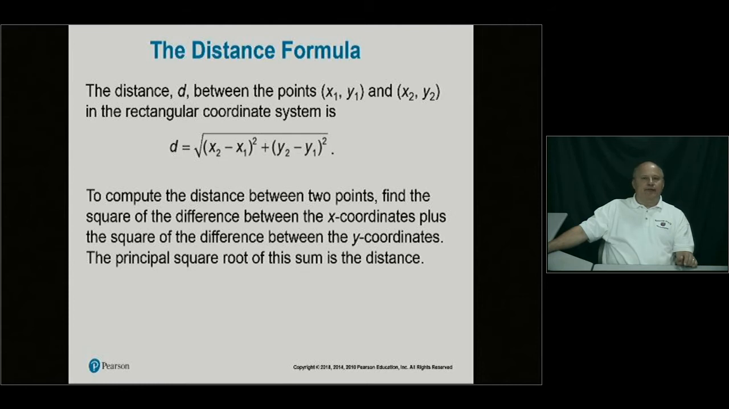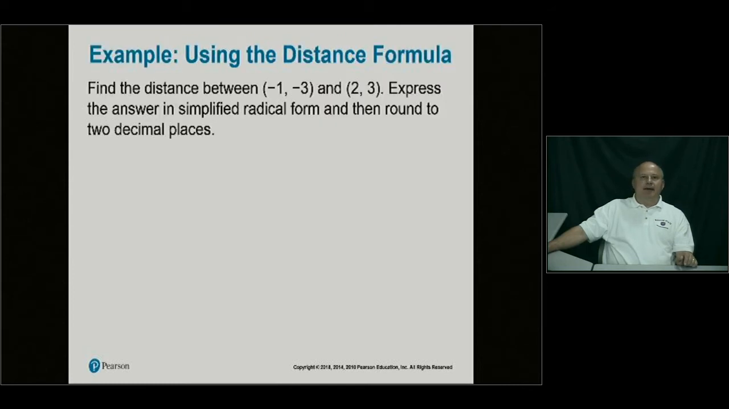So this is the wording form of the formula itself. All right, let's look at an example of this. We're going to find the distance between these two ordered pairs, (-1, -3), which by the way is in the third quadrant, and (2, 3), which is up in the first quadrant. So you've got these two points. We're going to find the distance between those two points, then round that to two decimal places.